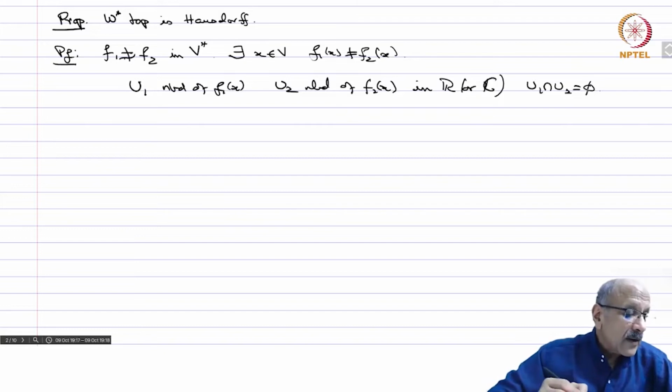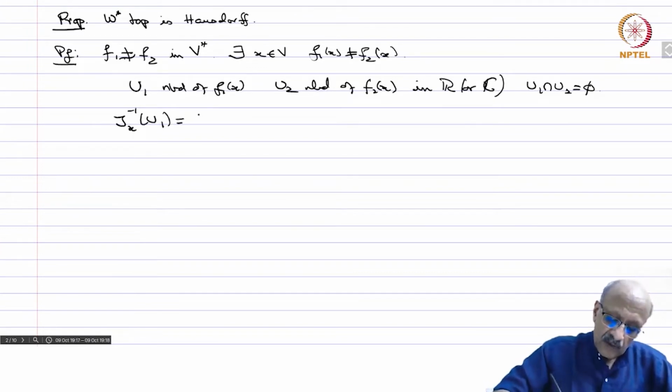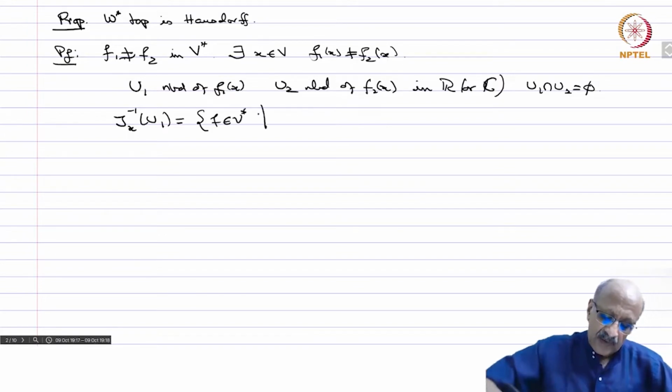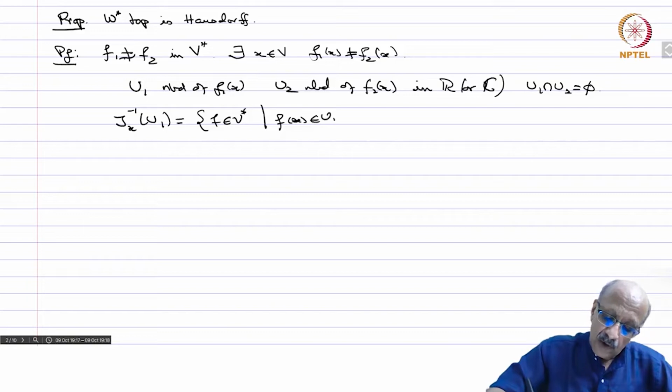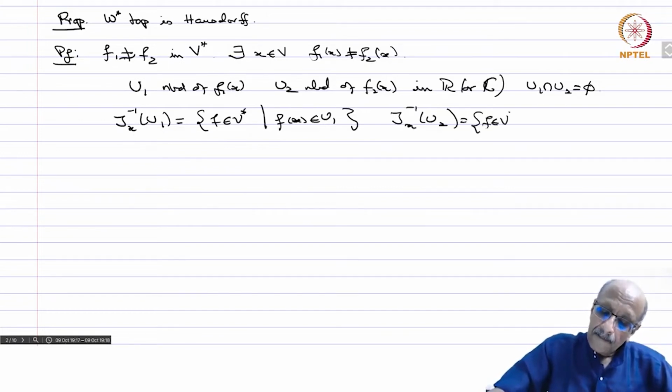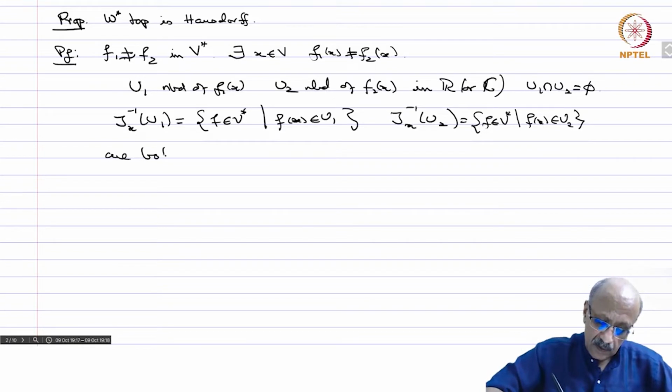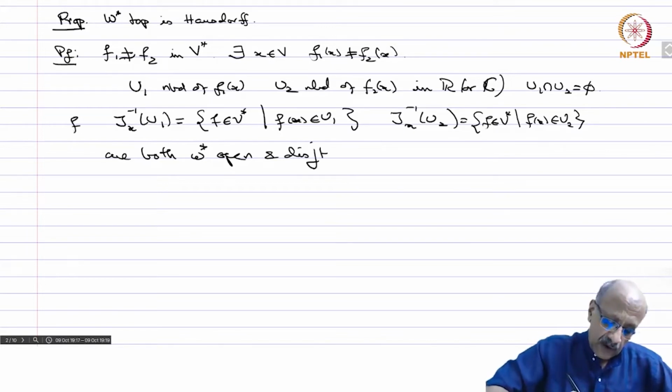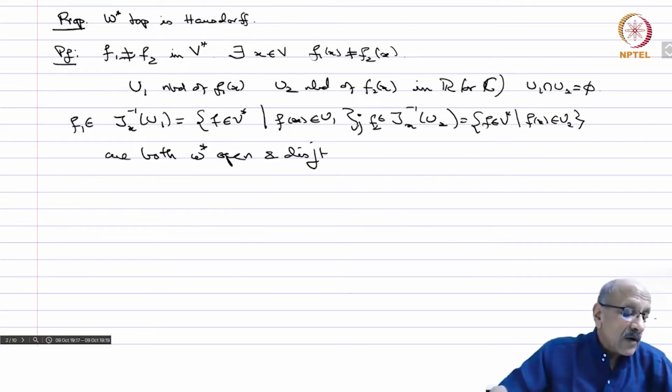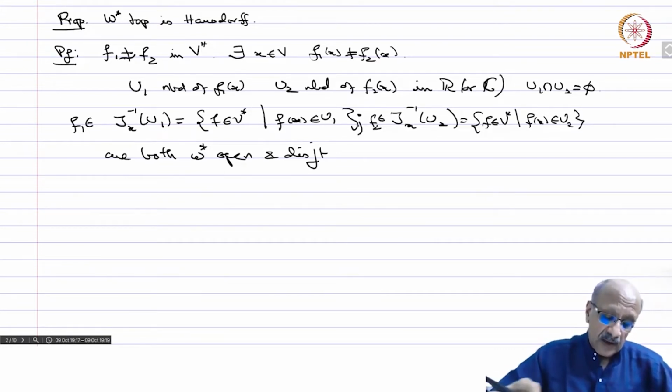So you take Jx inverse of U1. This is the set of all f in V star such that f of x belongs to U1, and Jx inverse of U2 is the set of all f in V star such that f of x is in U2. These are both weak star open by definition, because each is Jx inverse of something open, and they are disjoint. And you have f1 belongs to this and f2 belongs to this. So you have weak star neighborhoods of these.